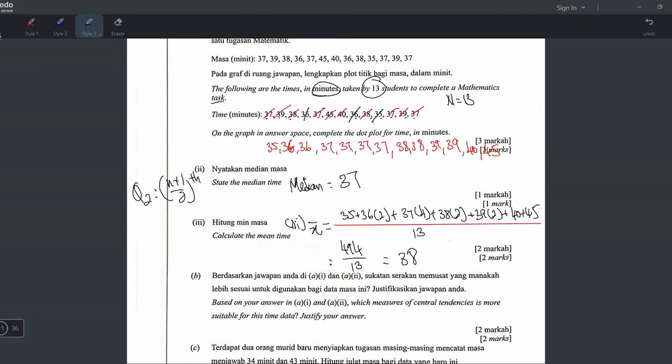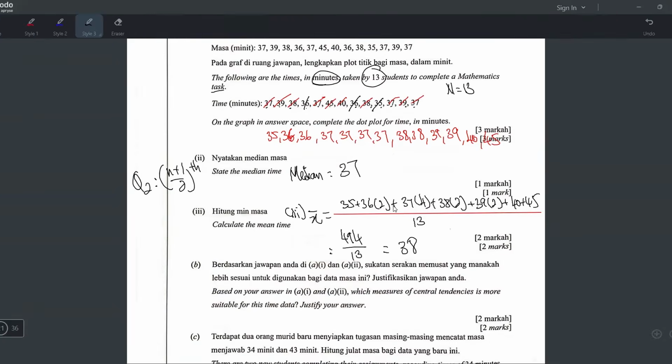Okay, let's write the unit. So minutes. Okay, let's write for the median also.